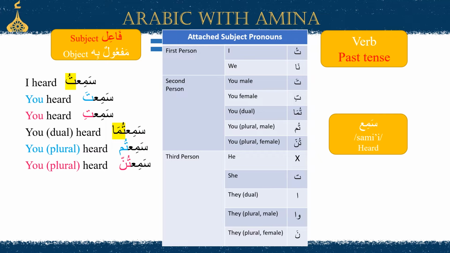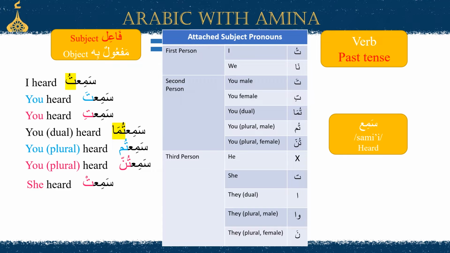Now for the pronoun he, to say he heard, there's no pronoun for it. So right now our verb sami'a means that we are referring to he heard. There's nothing to add to the verb. Now to say she heard, we add a ta. But how do we differentiate between she and you female? Because they're both ta. Well, when we're talking about you female, as we said, it's a ta with kasra. So it's sami'ti. But when we're saying she, it's just a ta with a sukoon on it. So it's just ta. So it'd be sami'at. So you heard sami'ti, she heard sami'at.